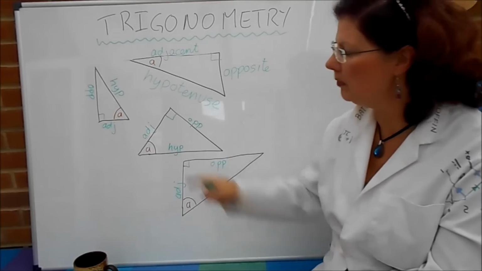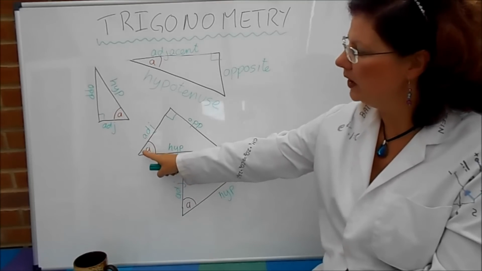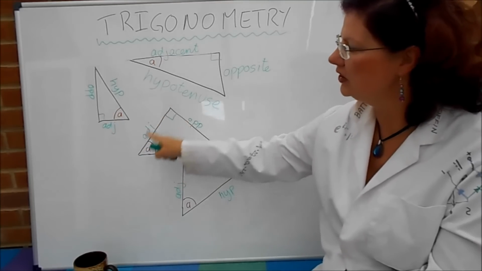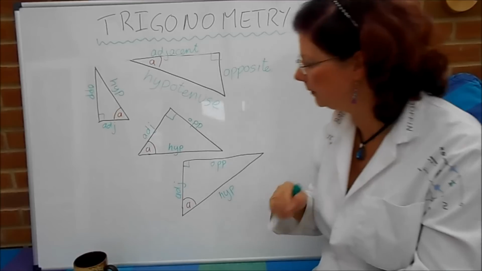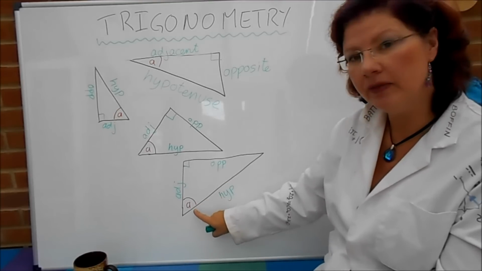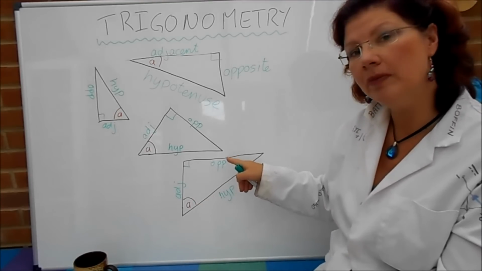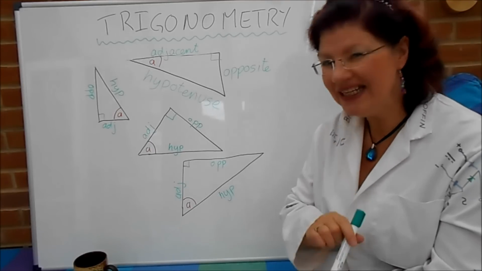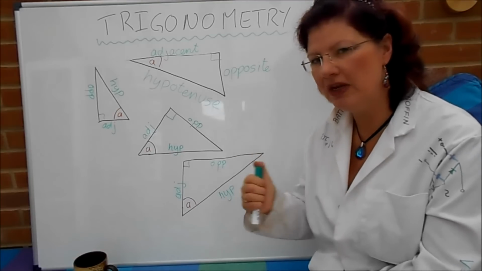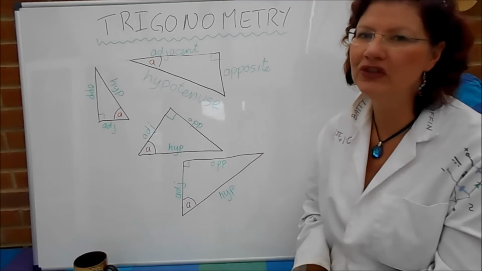The right angle's at the top. A is at the bottom, angle down here, which means the adjacent is on the left, opposite is on the right, and hypotenuse is the long one at the bottom. And then this one down here with the angle at the bottom. So we've got opposite at the top, adjacent at the side, and hypotenuse up here. Okay, if you didn't get that, watch this video again and just make sure you can do that, because it's a very important first thing you do.